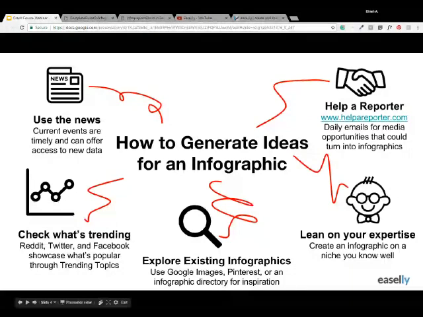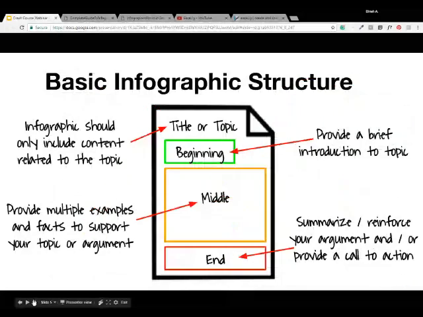So hopefully that gives you a few places to get going. You may use a combination of those to build your infographic, but hopefully that gives you some food for thought. Okay, so the next thing I would like to discuss is the basic infographic structure.